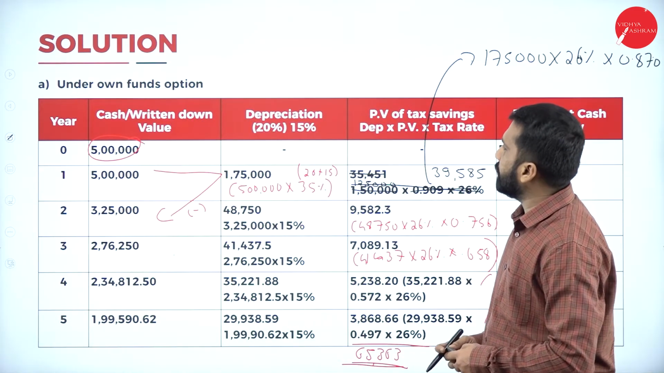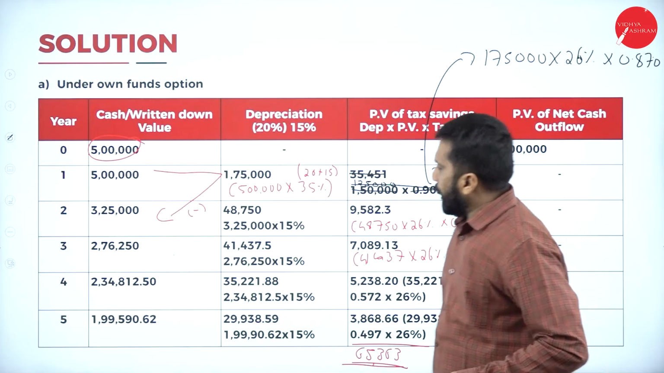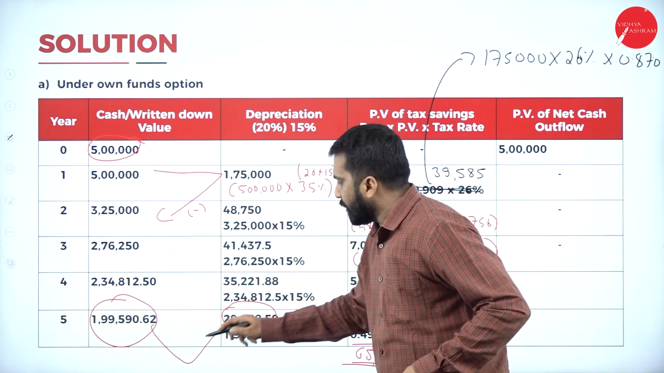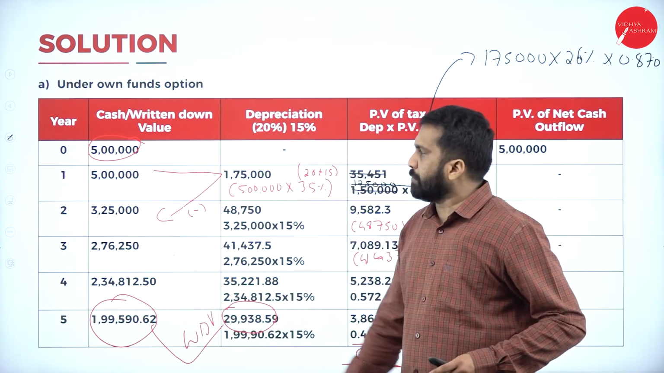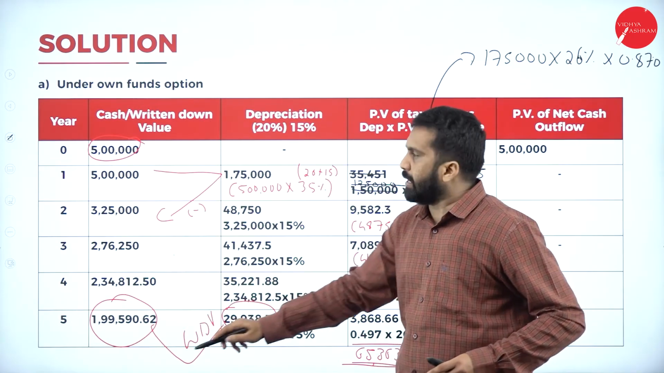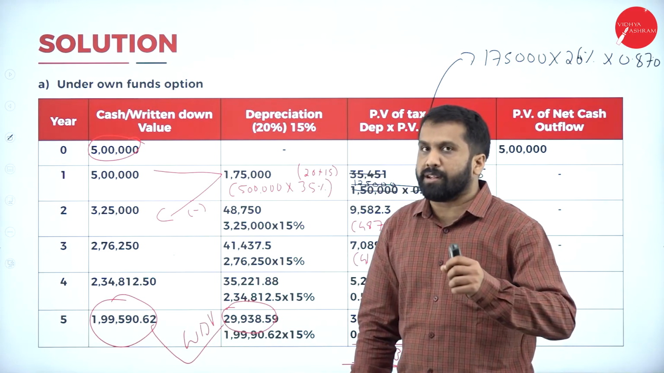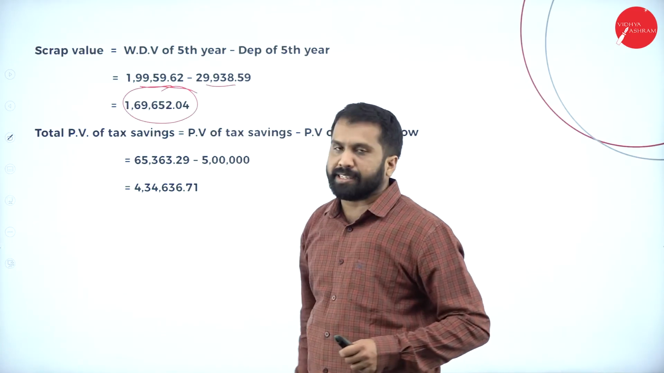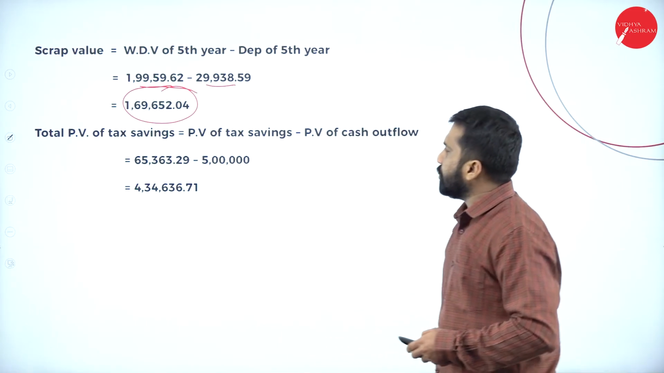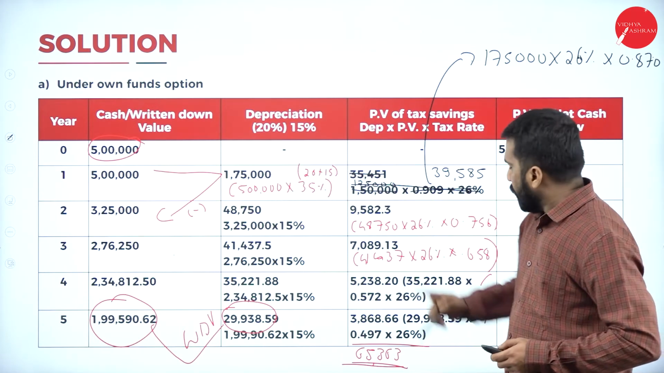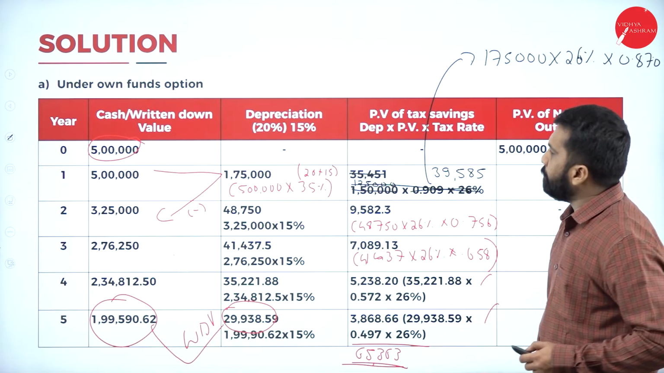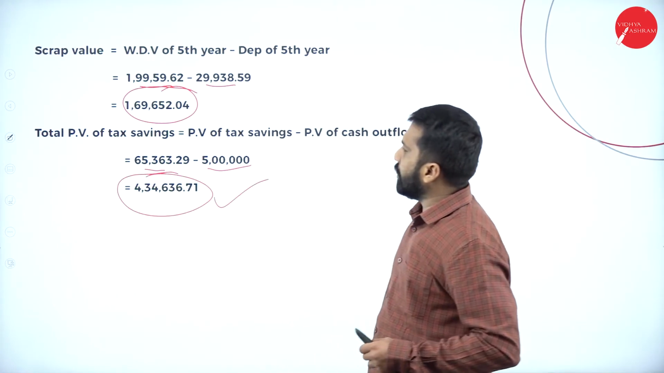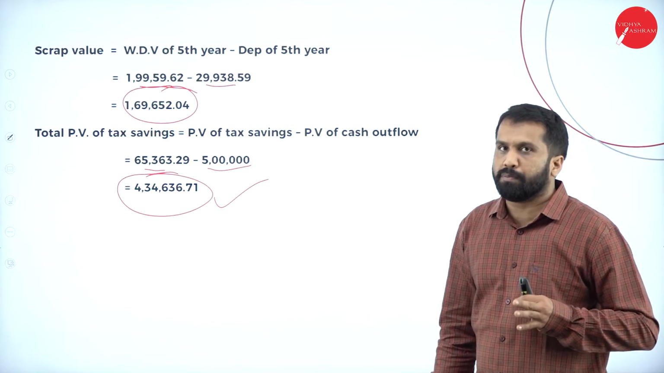I'll show you the answer. How much you have? 1,99,000. Last year depreciation 29,000. We are supposed to find out WDV. To find WDV, your last written down value minus last depreciation, you will get your WDV. 1,99,000 minus 29,000, your WDV is 1,69,000. Now, how much is your investment? 5 lakh. What is your discount? 65. 5 lakh minus 65, you got 4,34,000 as your net cash outflow. Hope you are clear.